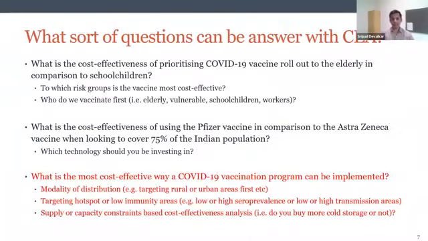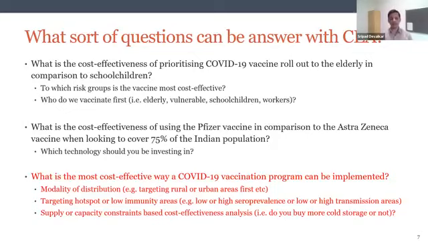So what kind of questions can be answered with a cost effectiveness analysis such as this? Well, as I said, which are the risk groups that the vaccine is most cost effective? So for example, in every country, when the vaccine was rolled out, it was first rolled out to the elderly, who are most vulnerable, people with comorbidities, and only then was it opened up to the general population. And so to what extent should such prioritization be implemented? And what are the health outcomes associated with implementing such a strategy? What are the costs associated with implementing that strategy?